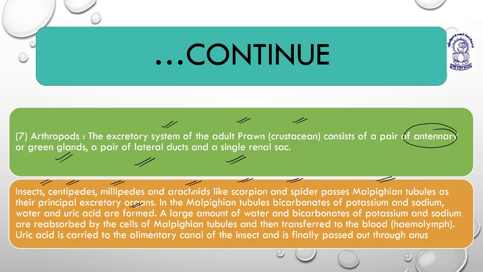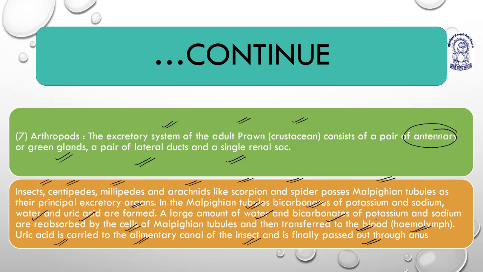In the Malpighian tubules, bicarbonates of potassium and sodium, along with water and uric acid, are formed. A large amount of water and bicarbonates of potassium and sodium are reabsorbed by the cells of the Malpighian tubules and then transferred to the blood, that is hemolymph. Uric acid is carried to the alimentary canal of the insect and is finally passed out through the anus.